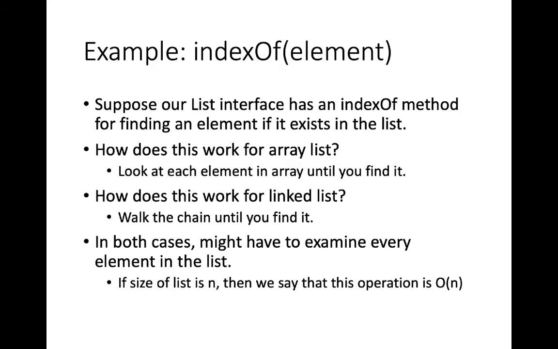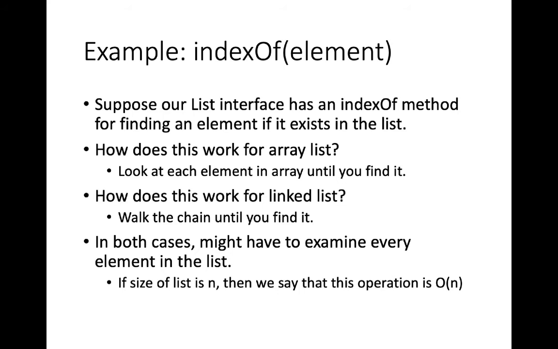As an example, let's think of index of. Index of, as a list operation, basically says: find, if you can, this particular element in the list, returning its index if you find it, and the first instance, because the list is sequenced. How does this work for array list? We just start at the beginning of the array and go up to size minus 1, examining each element until we either find the element, and there's the index, or we went through all of them and didn't find it.